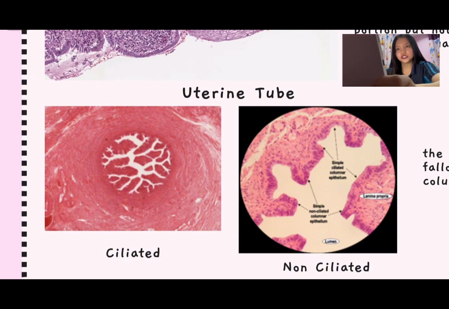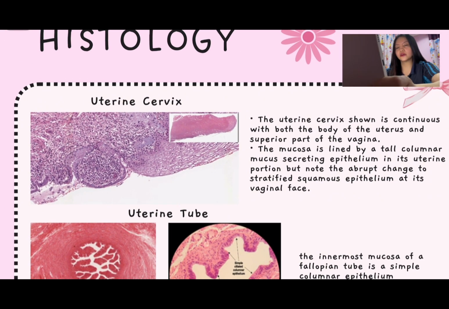The uterine cervix shown is continuous with both the body of the uterus and the superior part of the vagina. The mucosa is lined by a tall columnar mucus-secreting epithelium in its uterine portion, but note that there is an abrupt change to stratified squamous epithelium at its vaginal face.